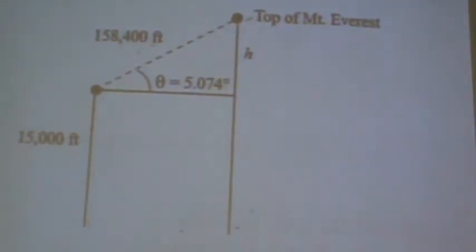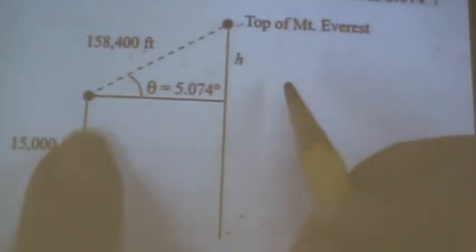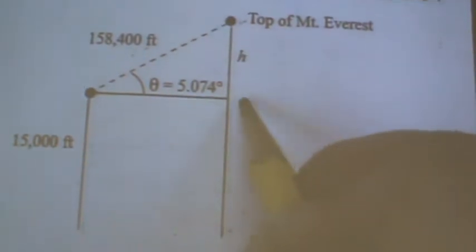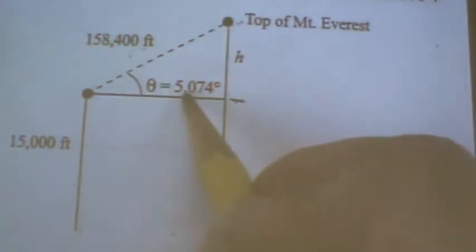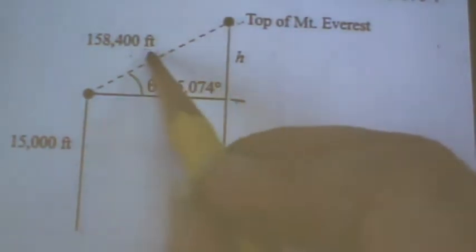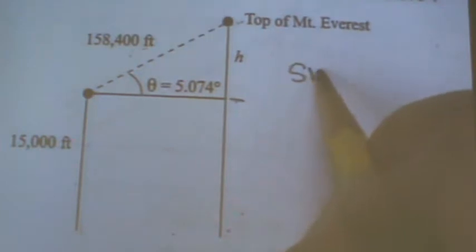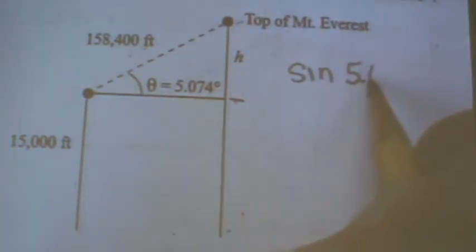How do you think you're gonna do this problem? What is really h? H is only from here to here. So how are we gonna figure h out using this angle, which is 5.074 degrees? Sine. So the sine of 5.074 is equal to the side opposite over the hypotenuse.